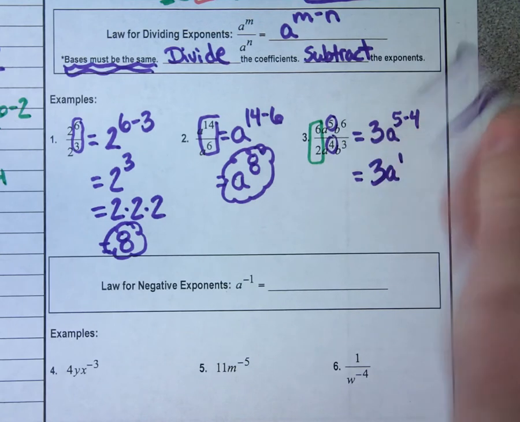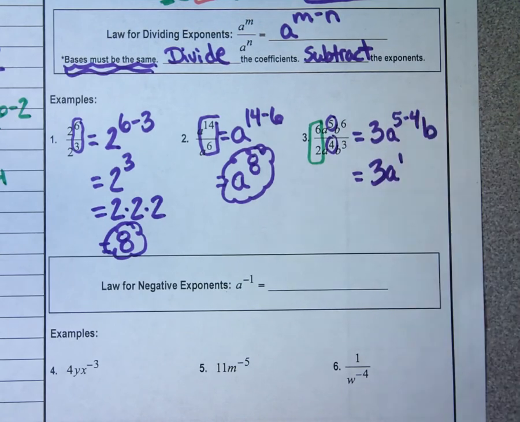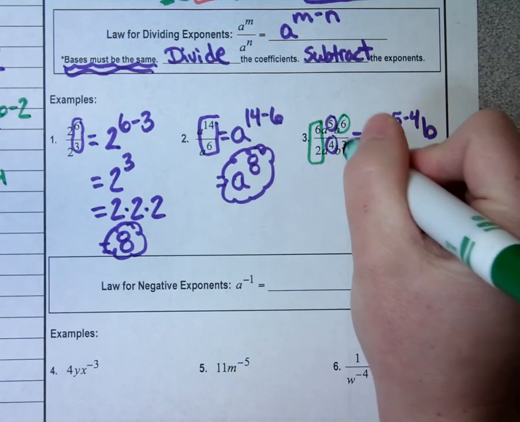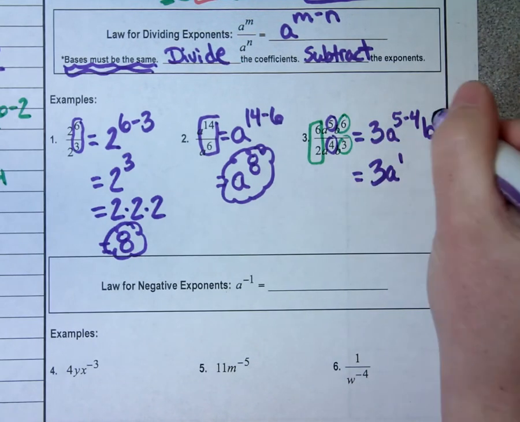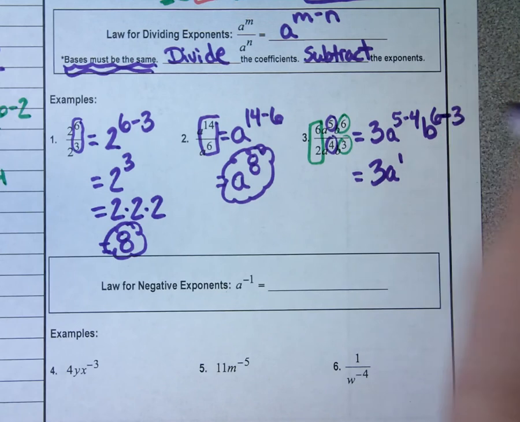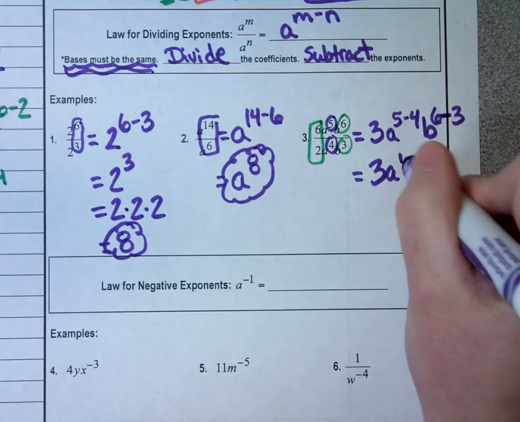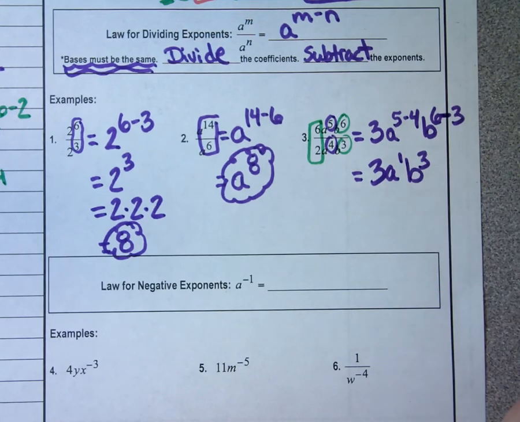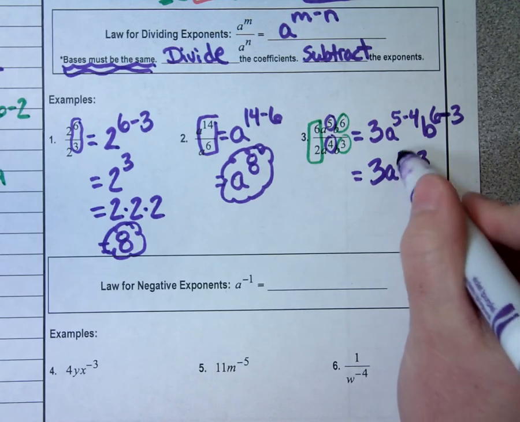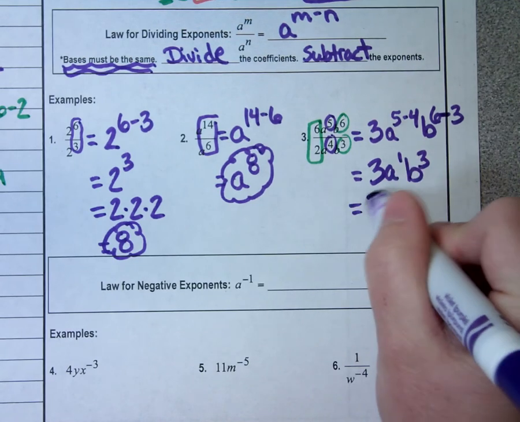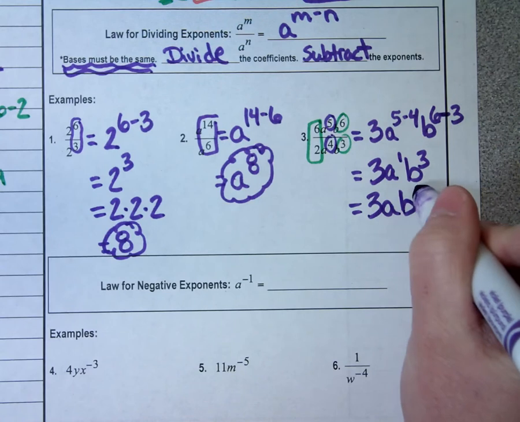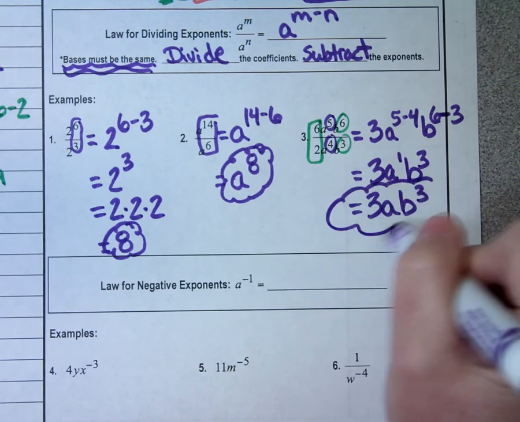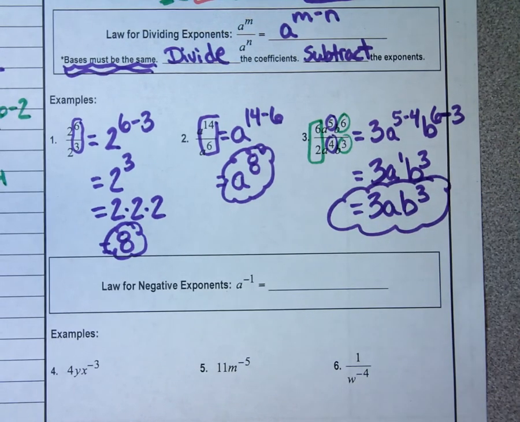And then the b's, I write that base down and I subtract those exponents. 6 minus 3. And how much is 6 minus 3? 3, so I have b to the third. And then I can write this without that 1 for an exponent. It's just understood to be there. So 3ab to the third. And there it is. So right now I'm trying to show you all my work, but eventually I won't do that.